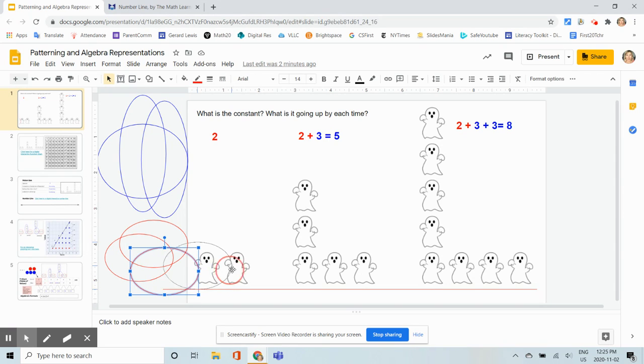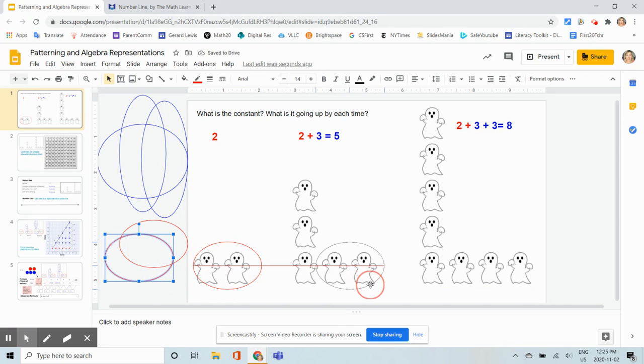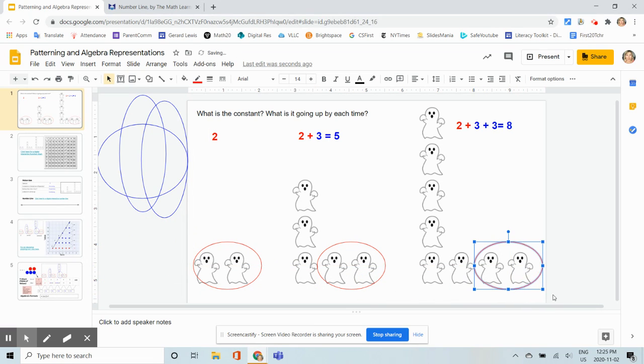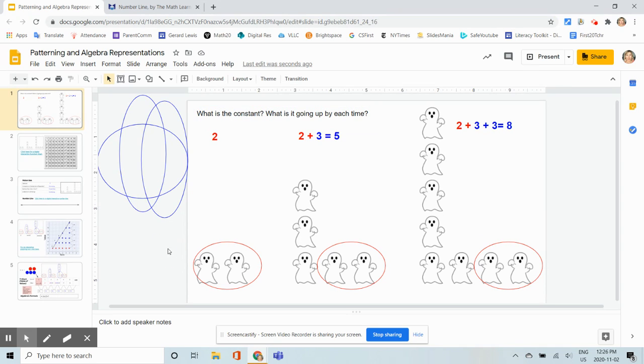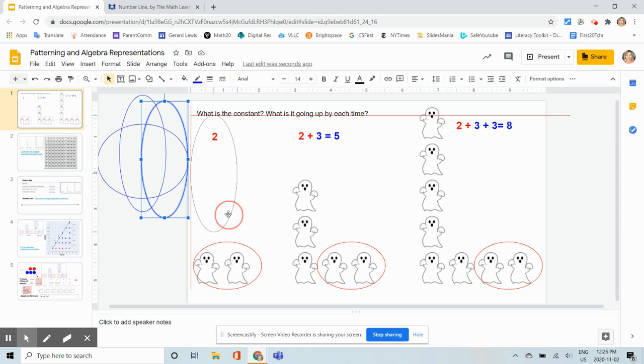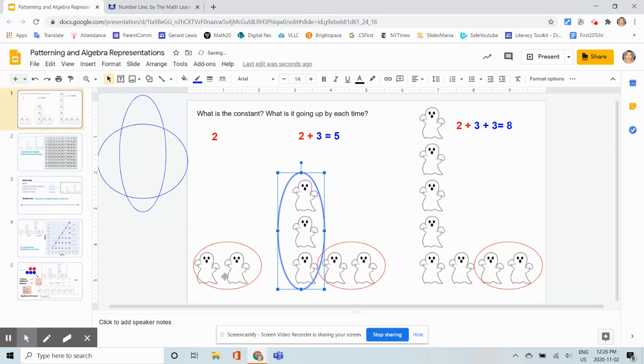In term 1, I have 2 ghosts. That constant stays the same through each of these. I will always have those 2 ghosts in each of the terms. That is why we call it a constant, because that does not change through the whole thing. And then we see what's happening with the pattern by saying how much it is going up by each time. So in term 1, I had 2. In term 2, I have 5 ghosts, 1, 2, 3, 4, 5. My constant was 2, so I went up by 3 ghosts.